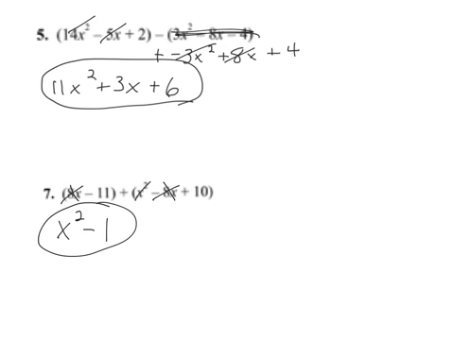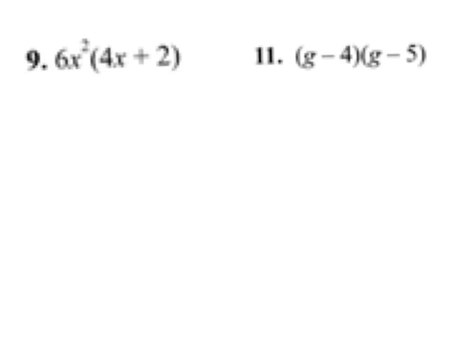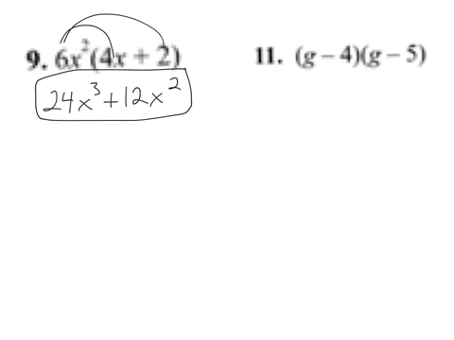Let's take a look at 9 and 11. On number 9, I'm going to be distributing this 6x squared to what's in the parentheses. So we're going to go 6x squared times 4x. Well, 6 times 4 is 24. And x squared times x would be x to the third. And now I'm going to do 6x squared times 2, which would be plus 12x squared. And that is my answer for number 9.